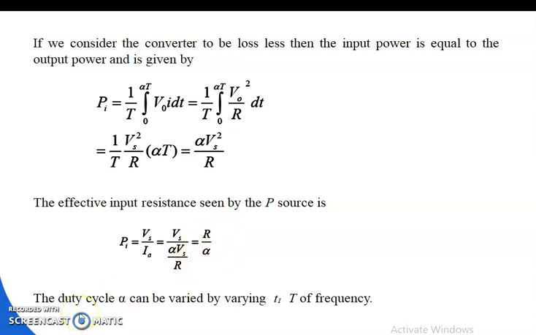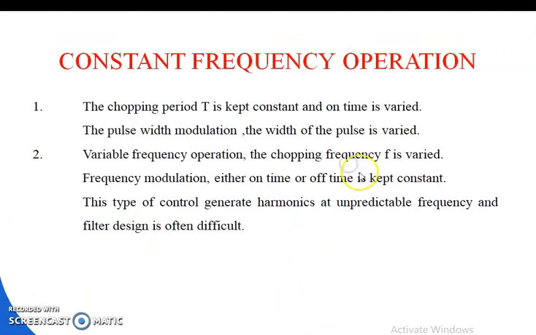The duty cycle alpha can be varied by varying T1 and T, that is, the frequency. In constant frequency operation, the chopping period T is kept constant and the on time is varied. This is pulse width modulation, where the width of the pulse is varied. In variable frequency operation, the chopping frequency f is varied. This is frequency modulation, where either the on time or the off time is kept constant. This type of control generates harmonics at unpredictable frequencies, and filter design is often difficult.